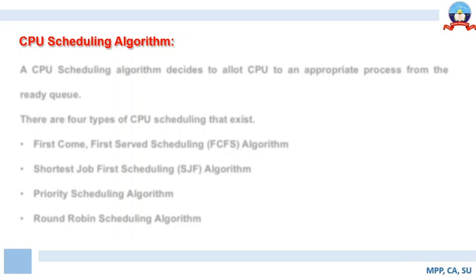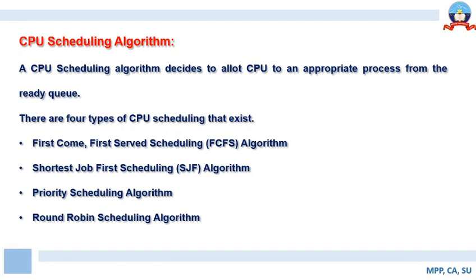Again, I'll repeat it. A CPU scheduling algorithm is a framework or a mechanism adhered to by an operating system for allotment of CPU time to the processes that are waiting in the ready queue for execution. So some of the well-known CPU scheduling algorithms are first come first serve scheduling algorithm, shortest job first scheduling algorithm, priority scheduling algorithm, and round robin scheduling algorithm. These are some of the well-known scheduling algorithms deployed by operating systems.